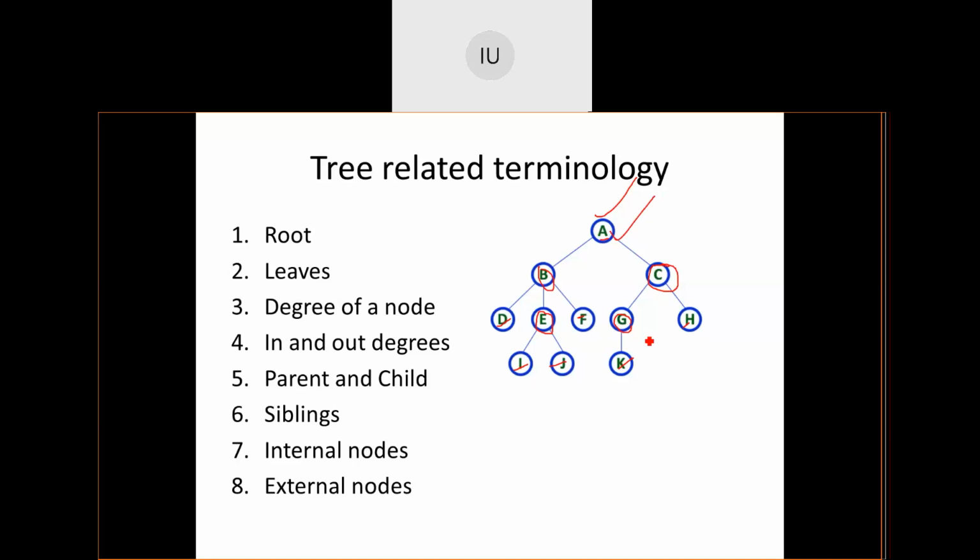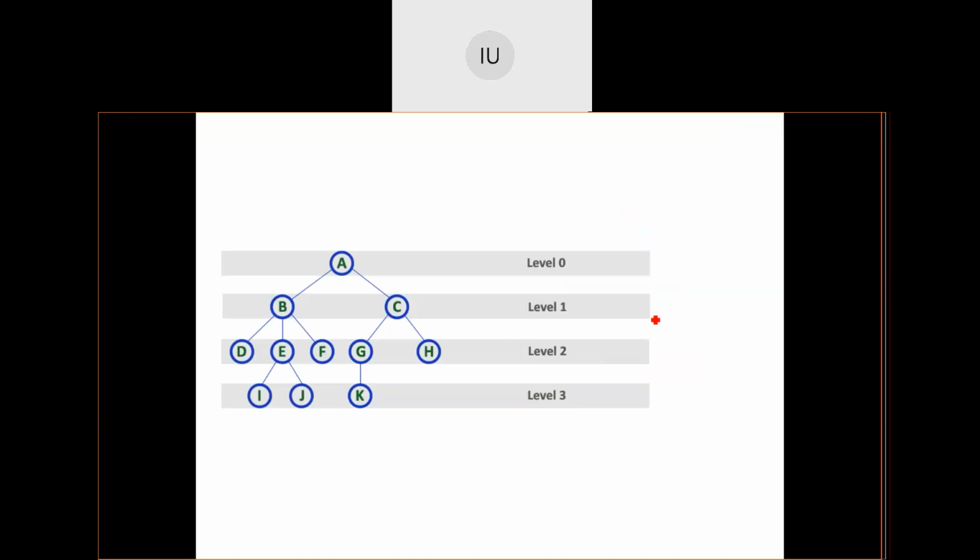Now, who all are the successors of G? It's only K, correct? So all the nodes that are below the node X in the path till the leaf node are termed as the successors of that particular node. Whether these terminologies are okay for you.